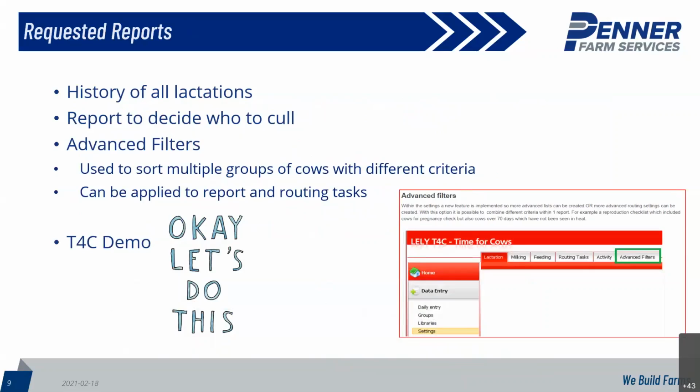So a couple of requests for some specific reports that we had is how can I see the history of all lactations for all cows on one report? How do I decide who to call? And some requests about explanation on advanced filters as well. So let's go to the demo server and then we'll go over a few of these things.